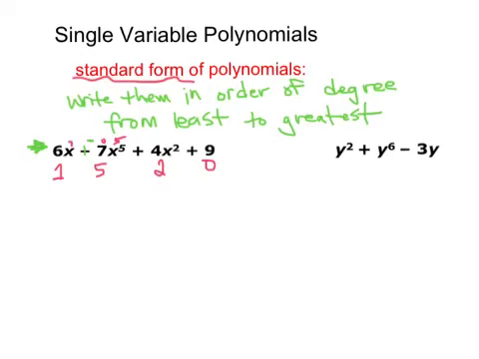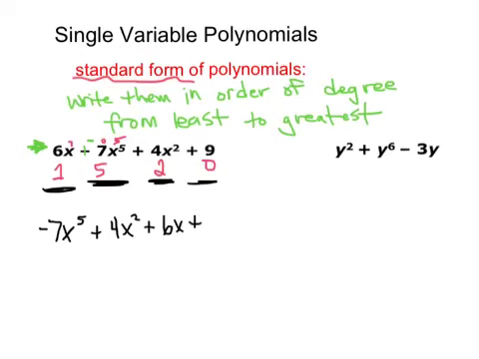So the highest degree that I have ends up being this term here, which is negative 7x to the fifth. The next thing that I have is degree 2, so I have plus 4x squared. Next, degree 1, I have plus 6x, and then finally plus 9.